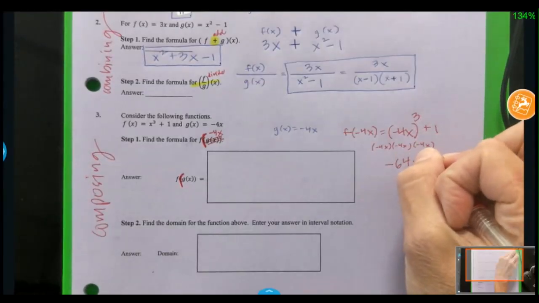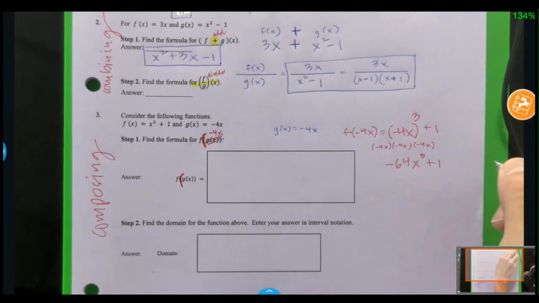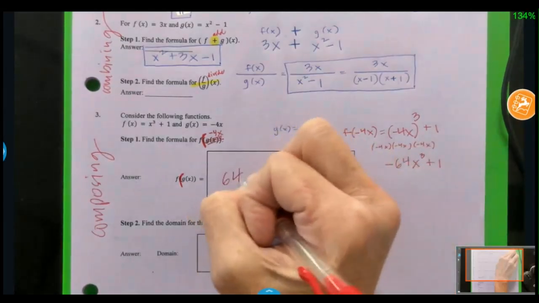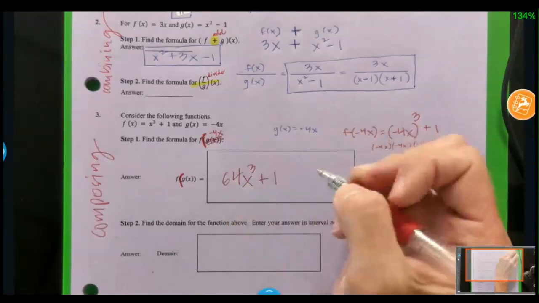You can also put it in your calculator. x cubed and then plus 1. So that's our answer, negative 64x cubed plus 1.